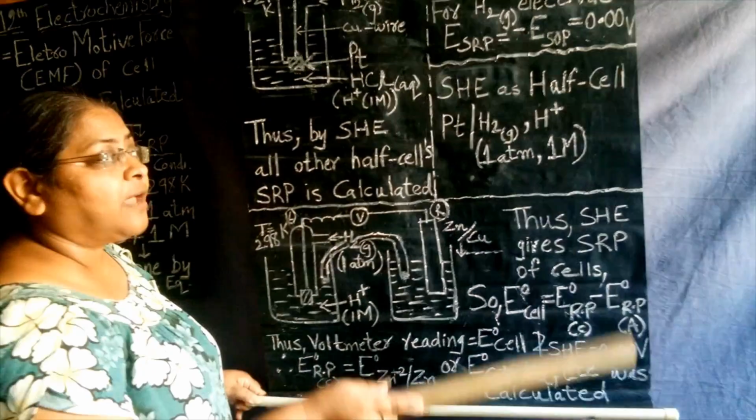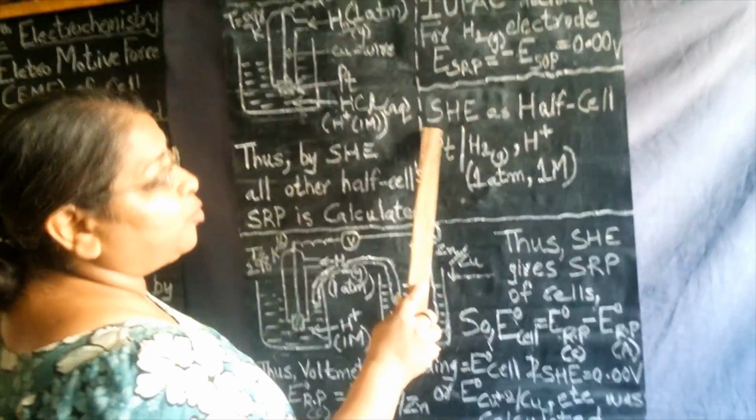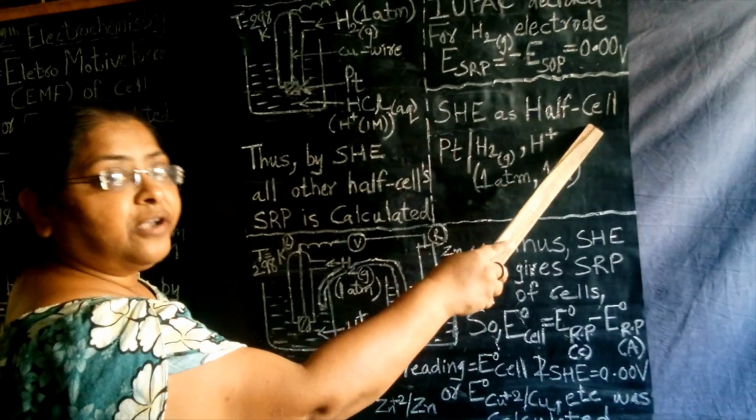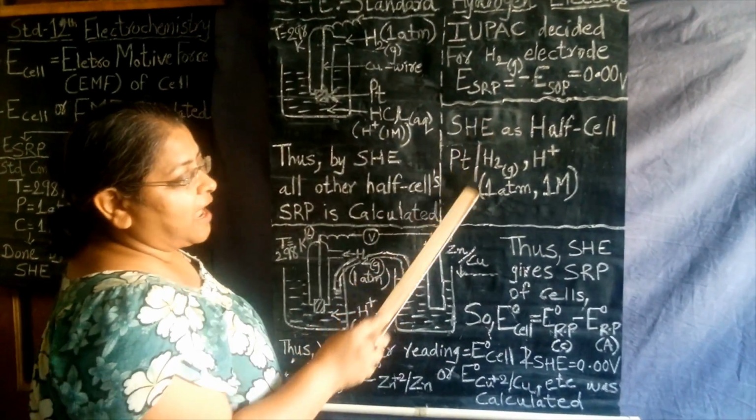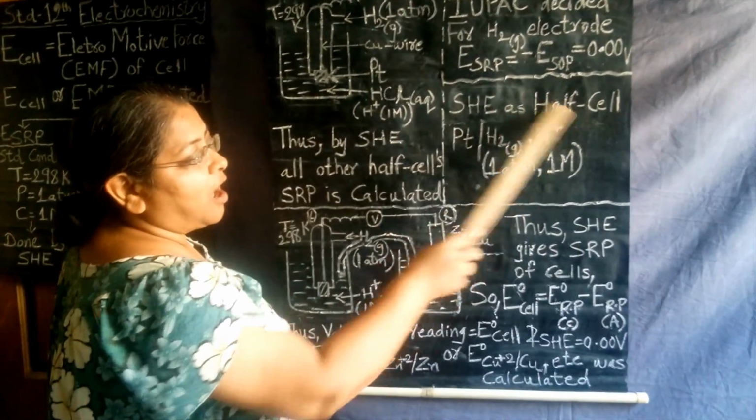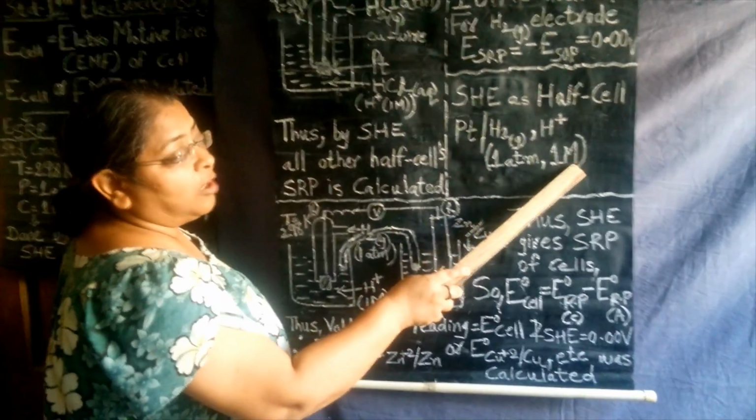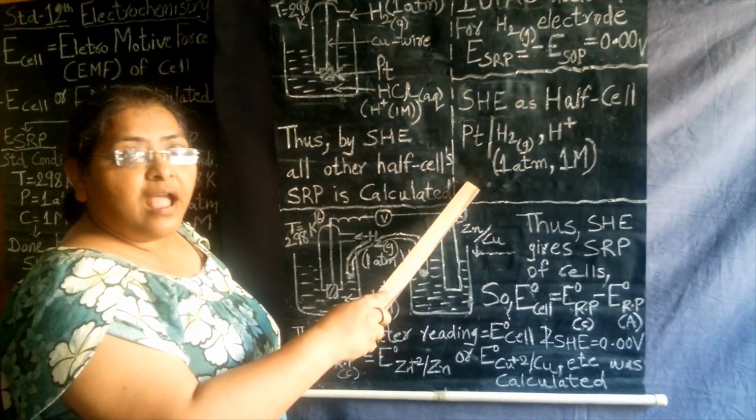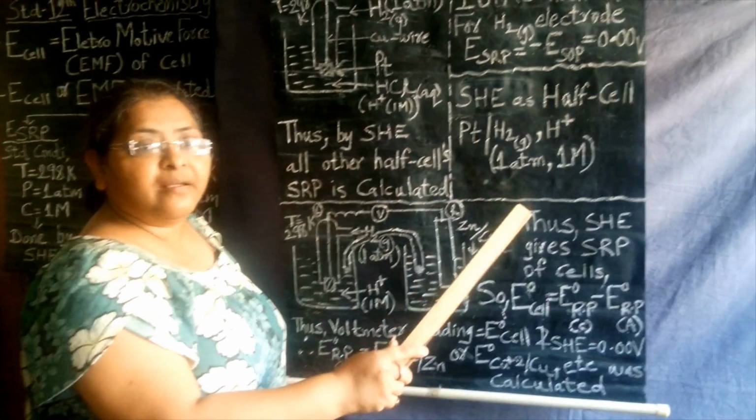Before going to the electrochemical series, here I would like to show you how the standard hydrogen electrode is represented: platinum, hydrogen gas, hydrogen ion, half cell at 1 atmospheric pressure and 1 molar. Dear students, if you remember, in 11th standard I helped you with how the cell is represented.